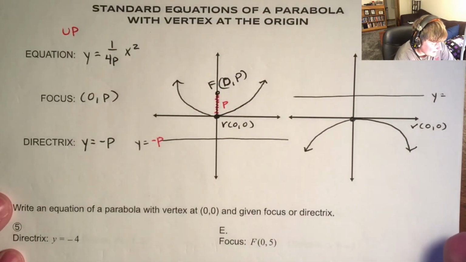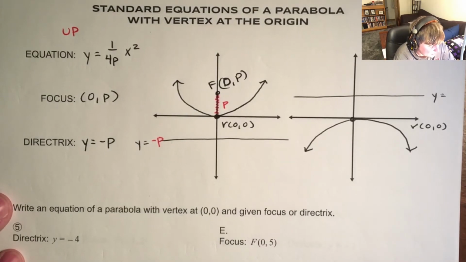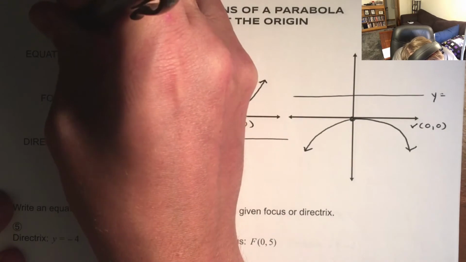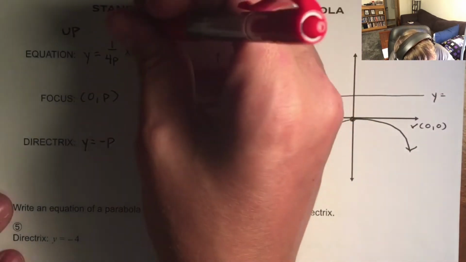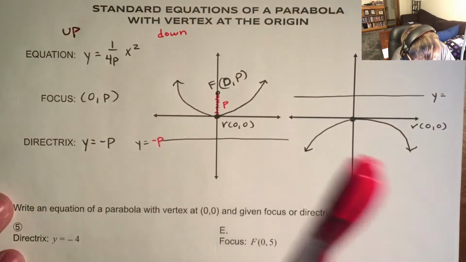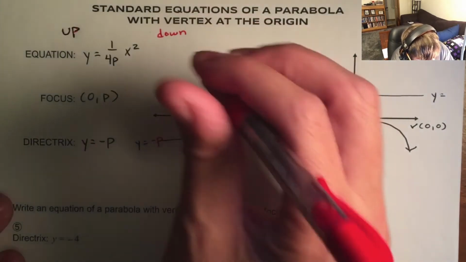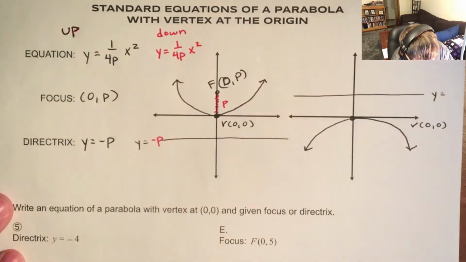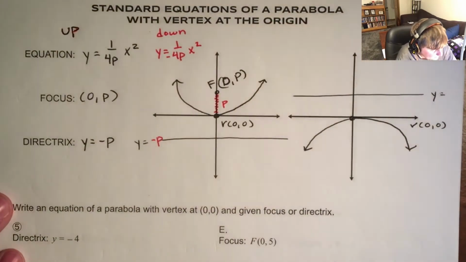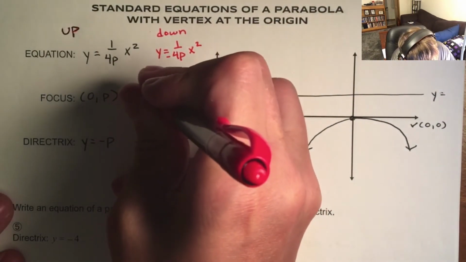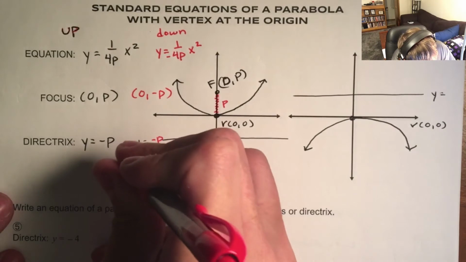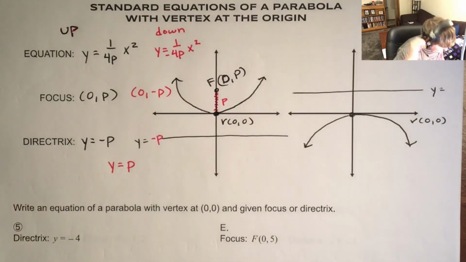What about when it's opening down? When it's opening down, it will be a little bit different. I'll do up in black, and then I will do down in red. If it's opening downward, it's mostly all going to be the same. It's still going to be y is equal to 1/4 p x squared, but this is going to be negative now. My focus is now going to be 0, comma negative p. And then the directrix will be y is equal to just what that p value is.